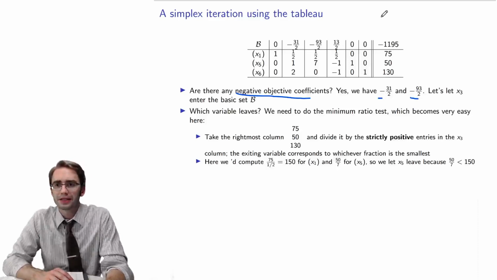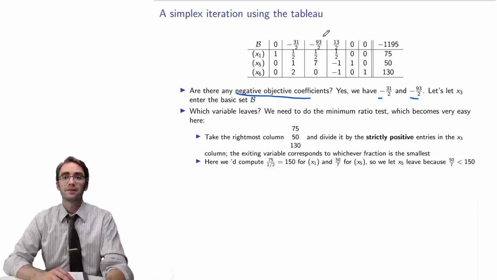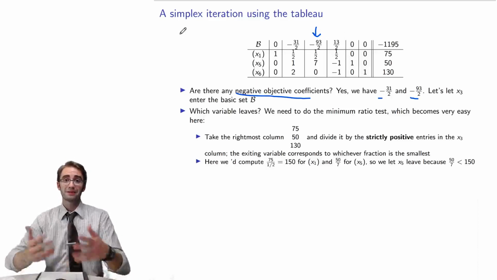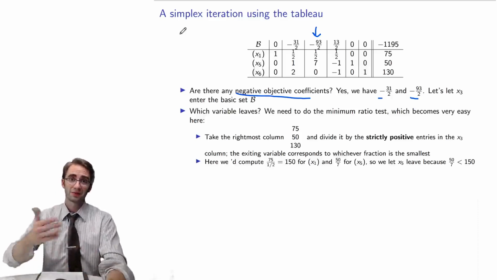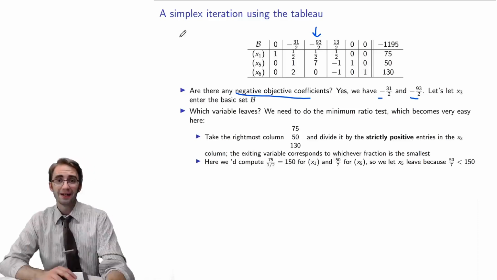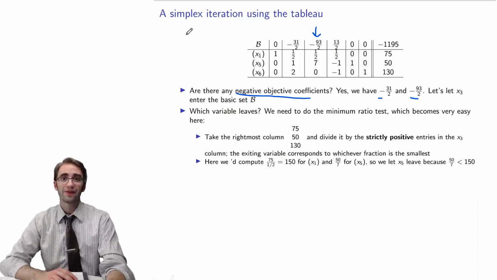So let's say that x3 is going to enter the basic set. So we'll say, okay, this is the column that's entering. x3 is going to enter, and it's going to replace x1, x5, or x6. And how do we determine which one leaves? It's by this minimum ratio test, right? You ask which of these variables is going to zero out first.